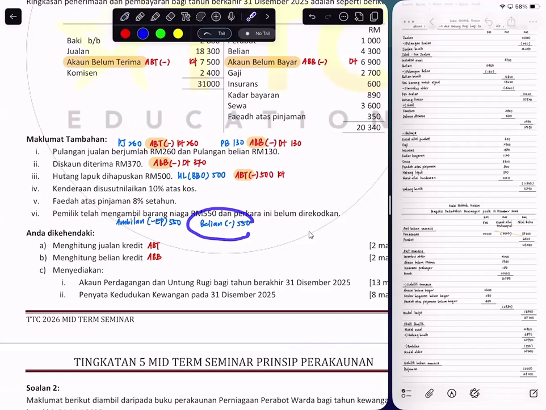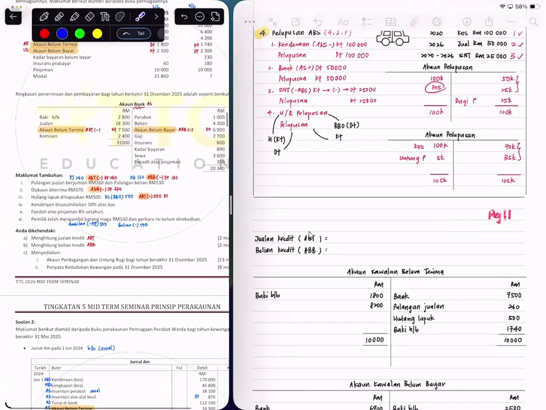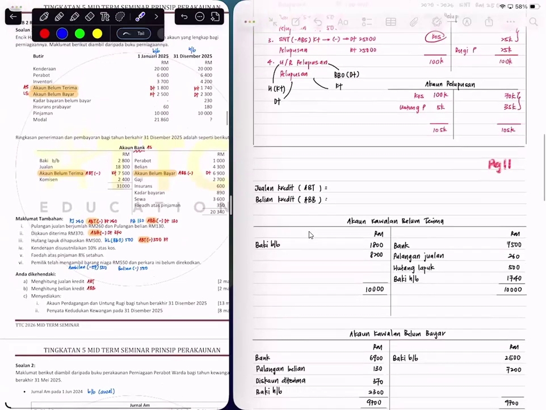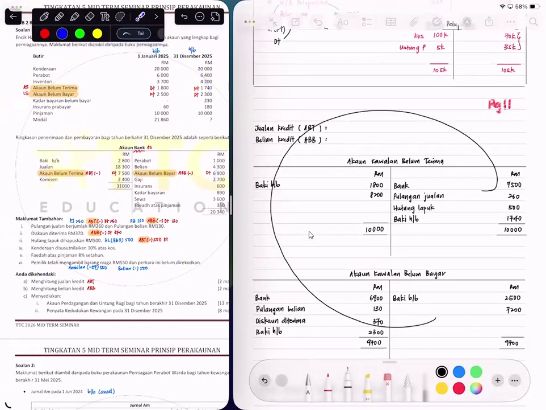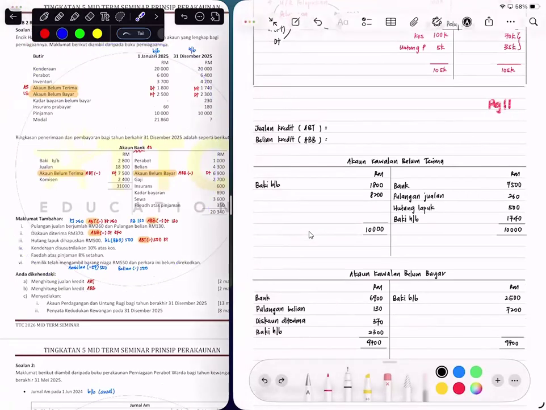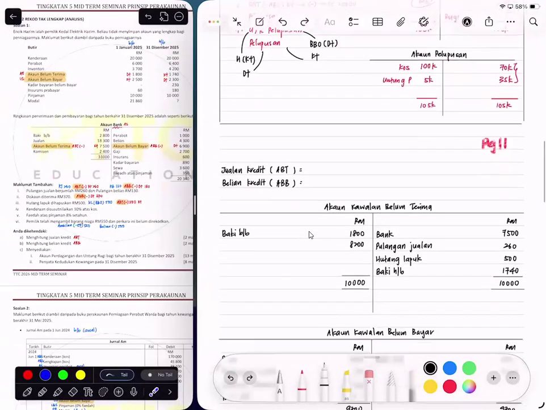Okay, then teacher already prepared the account kawalan already. It's just that haven't inbound to save our time. So what you need to do to account for your account kawalan, just record whatever that we highlighted earlier according to debit and credit into your account kawalan. Okay, then you need to inbound the account lah.